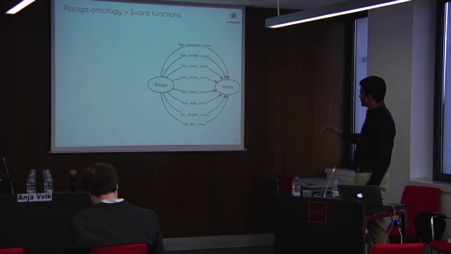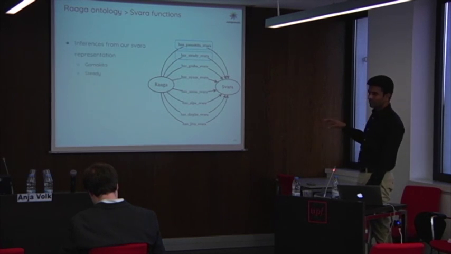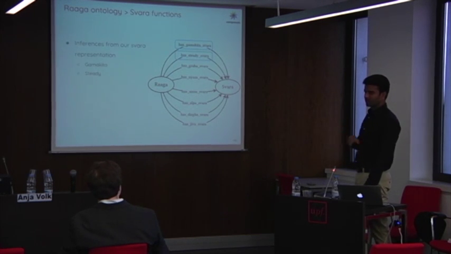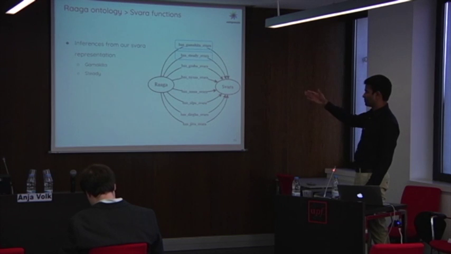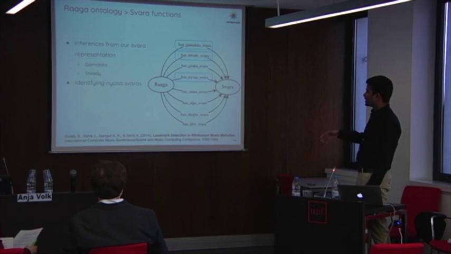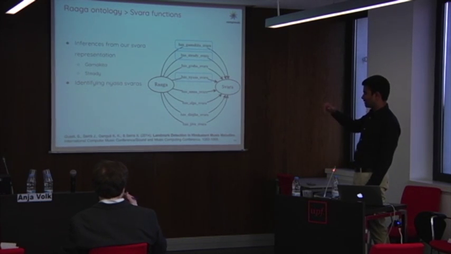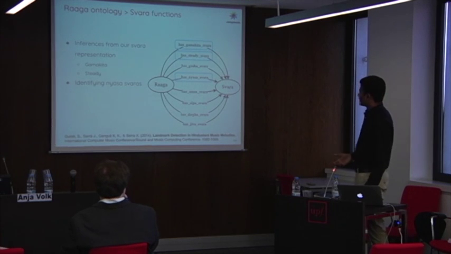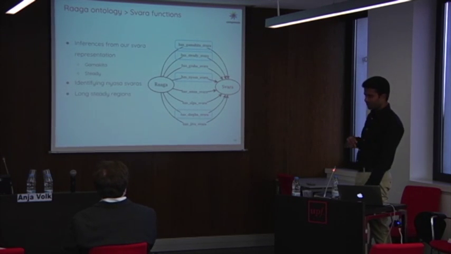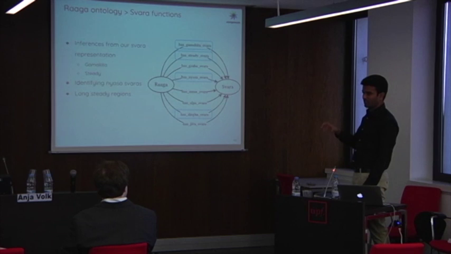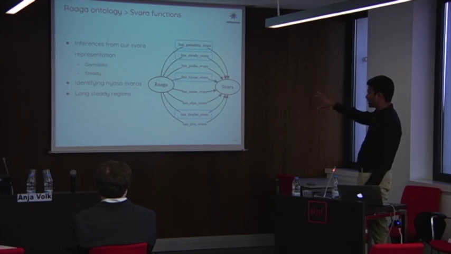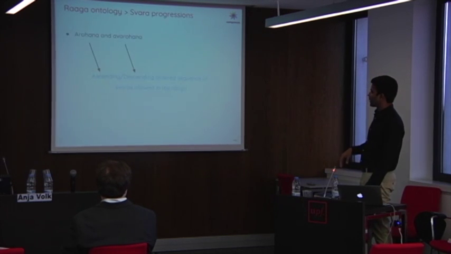And these are the functional roles that the swaras play in a given raga. And some of these can already be automatically extracted from the work in CompMusic. For example, the inferences from our swara representation can say if a swara is steadily sung or it's sung with gamaka. And there is another work by Gulati which identifies nyasa swaras, which are basically these pause points. And from our survey, we also have an approach to identify long steady regions in the pitch contour. So these can already be automated.